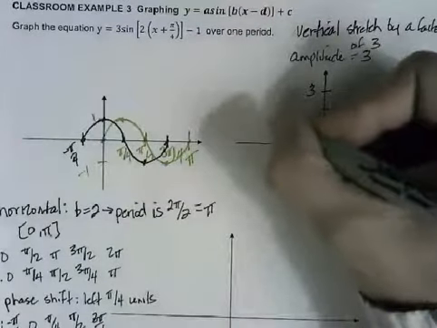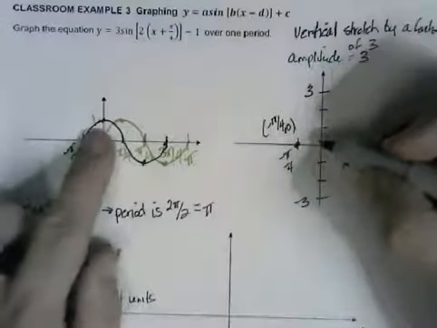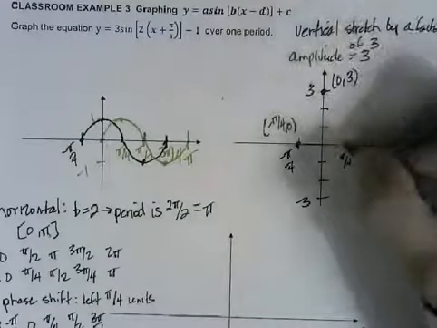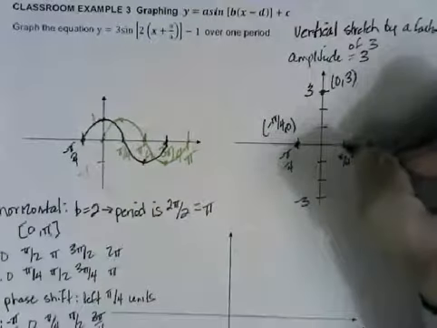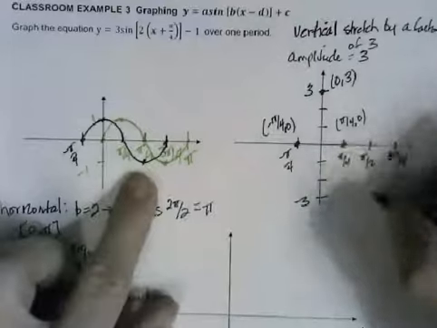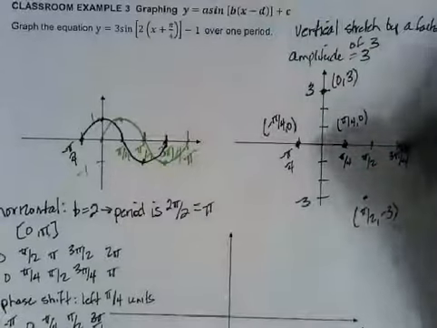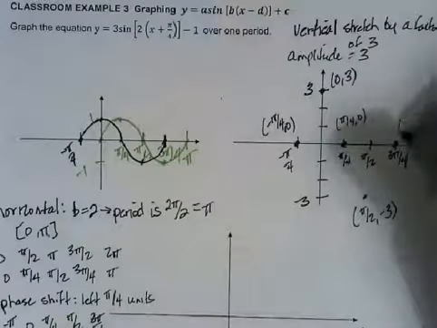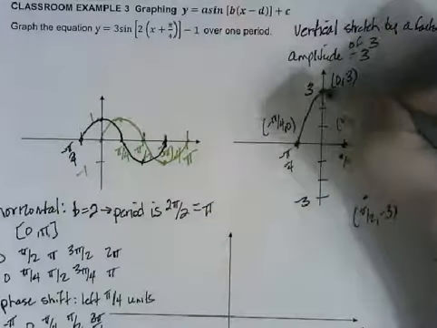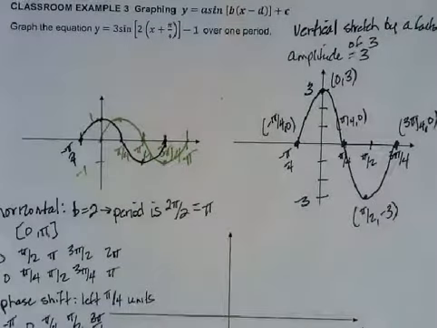So this point is going to be at -π/4, 0. This point where my y value is 1, I'm multiplying that by 3, so I get a y value of 3. This one was on the x-axis, so that's going to stay on the x-axis. This one was at a y value of -1, so that is going to go down to -3. And then this one was on the x-axis, so that's still going to be there. So all that did was stretch my graph out vertically.